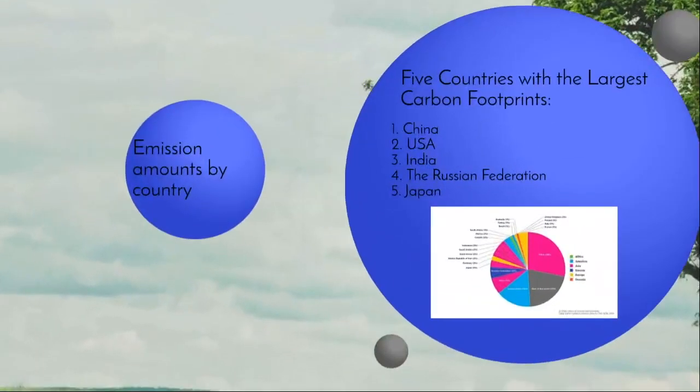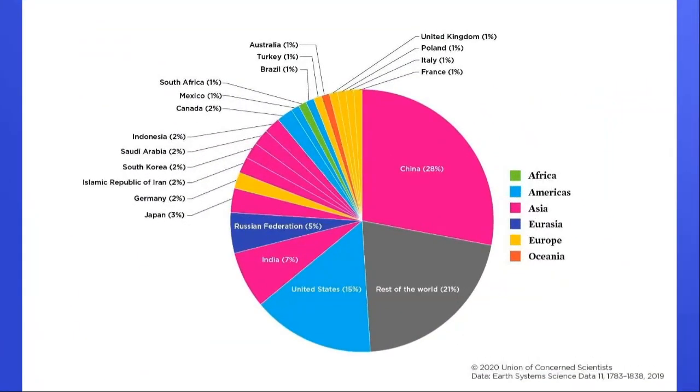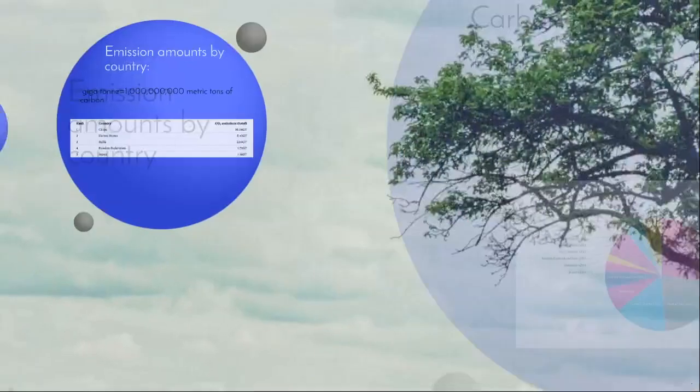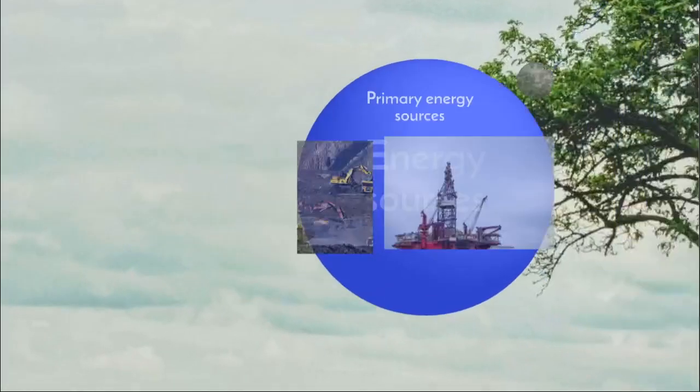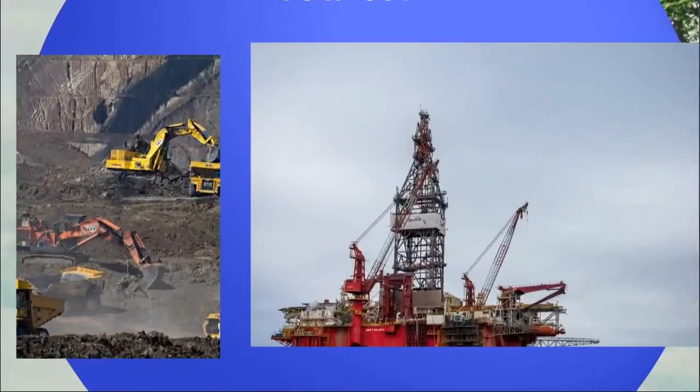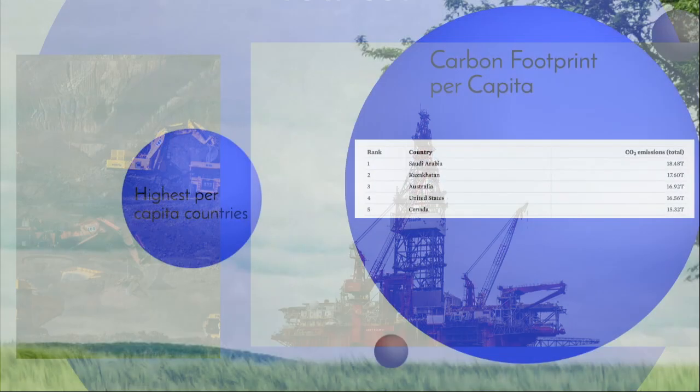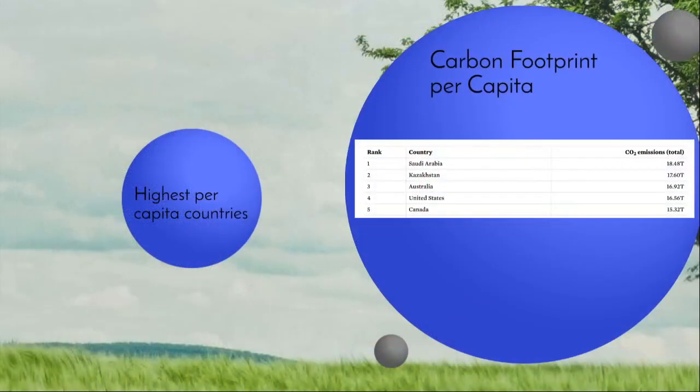The countries with the largest carbon footprints can be easily guessed. They include Japan, the Russian Federation, India, the United States, and China. One of the reasons the carbon footprints of these countries is so high is due to their use of fossil fuels for energy. What is interesting, however, is when we analyze a country's carbon footprints per capita.